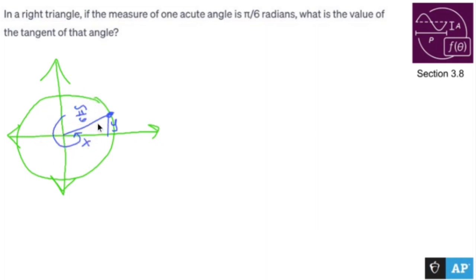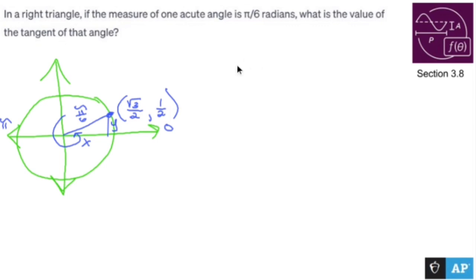Now, if you remember, the unit circle is split up into dots, and this is 0, and this is pi, which means pi over 6 is that first dot that I have right there. Now, that gives me the coordinate root 3 over 2, 1/2.